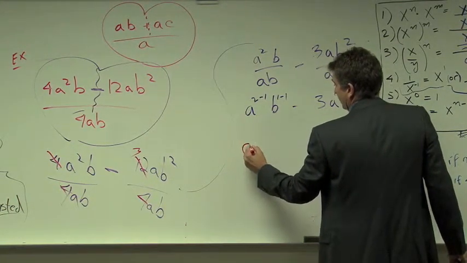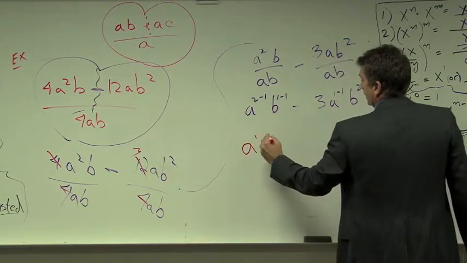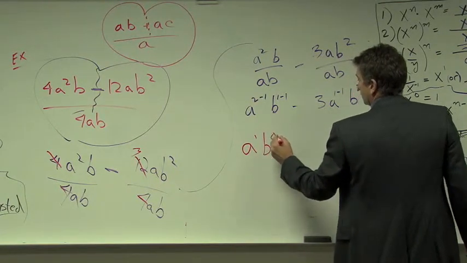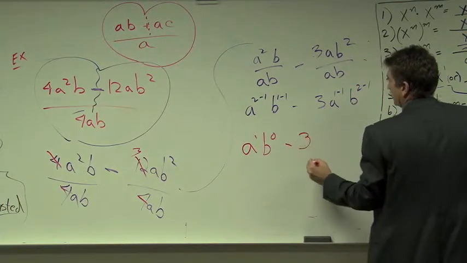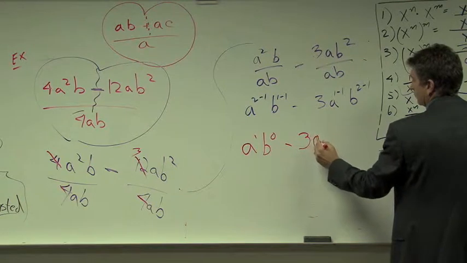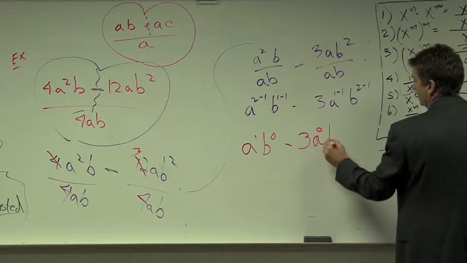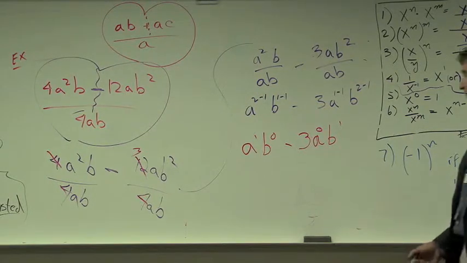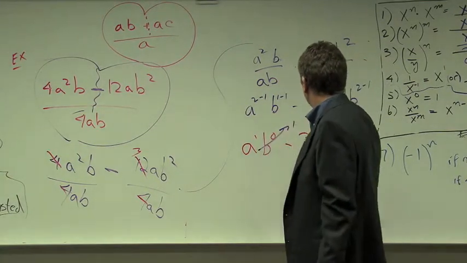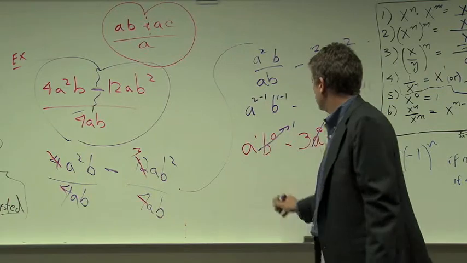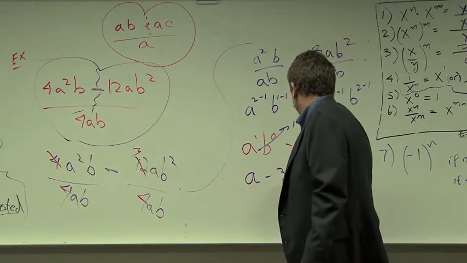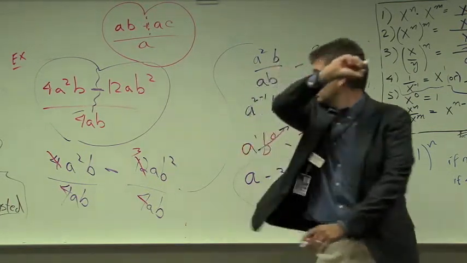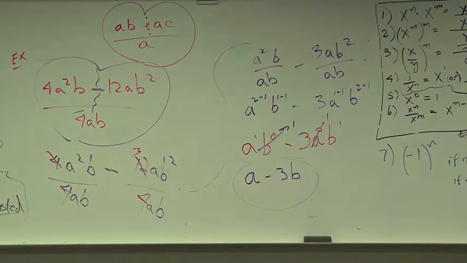So now, what's a2 minus 1? So this should be a, right? A to the 1, b to the 0, minus 3, a to the 0, and then b to the 1 power. So b to the 0 power is 1, and a to the 0 power is 1. So what's left is a minus 3b. Sono finito, I am finished.